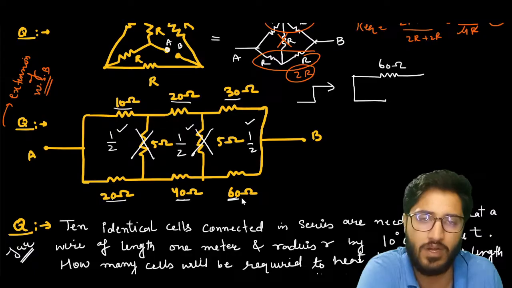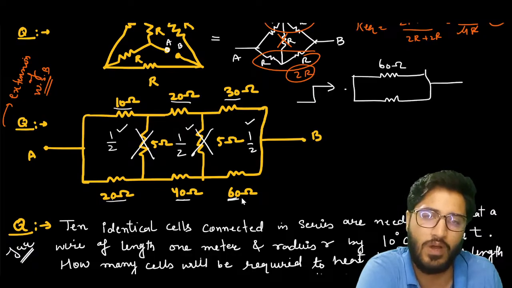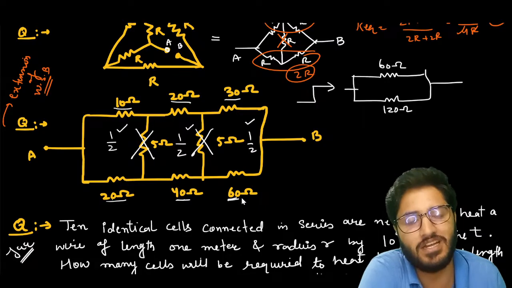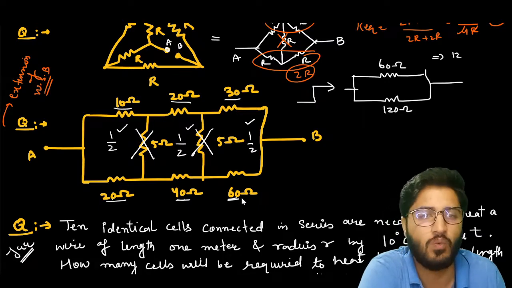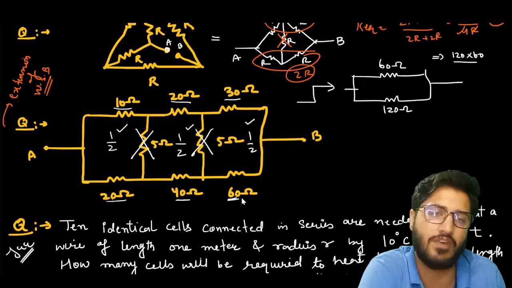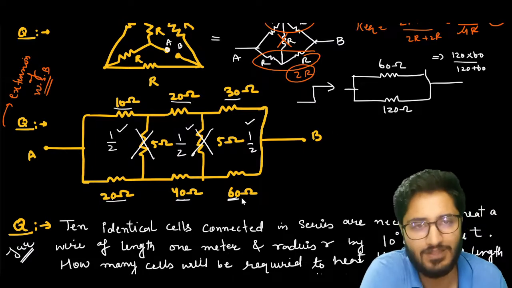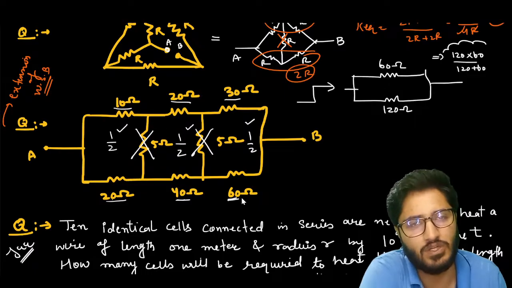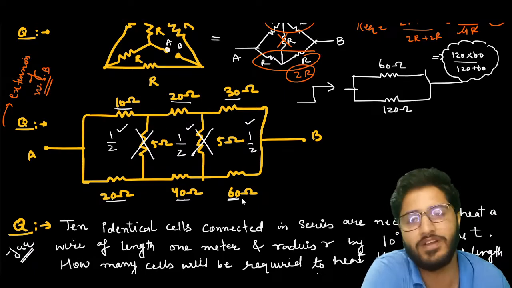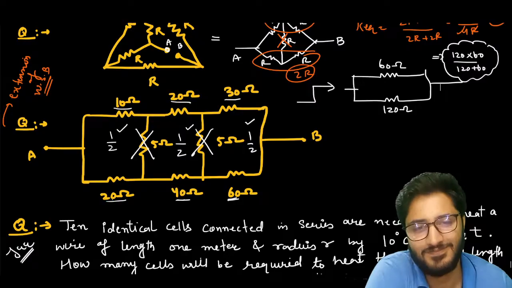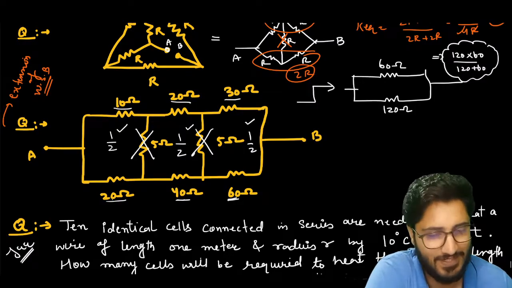So here we have what? 120. 120 and 60, these are in what? Parallel. So you will get 120 into 60 divided by 120 plus 60. Okay. And this is your answer. You can just do this one now and you will get your answer. Done?